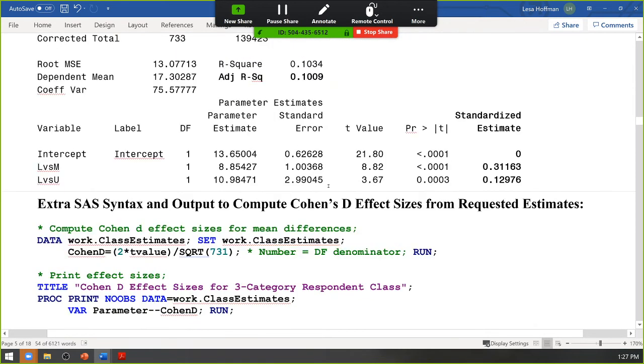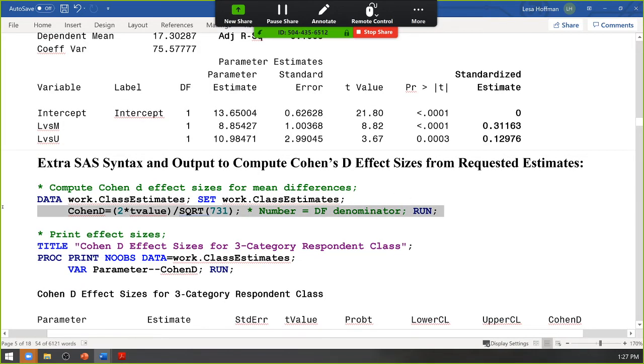So I went into that data set and computed Ds myself using that formula. You could do the same thing by pasting this in Excel and using a quick spreadsheet calculation. I gave you a PDF handout of formulas for effect sizes a little while back, but this is the one for D. It's 2 times the t value, so this column right here, divided by the square root of denominator degrees of freedom. That came from the model, and it was 731 for this particular example.